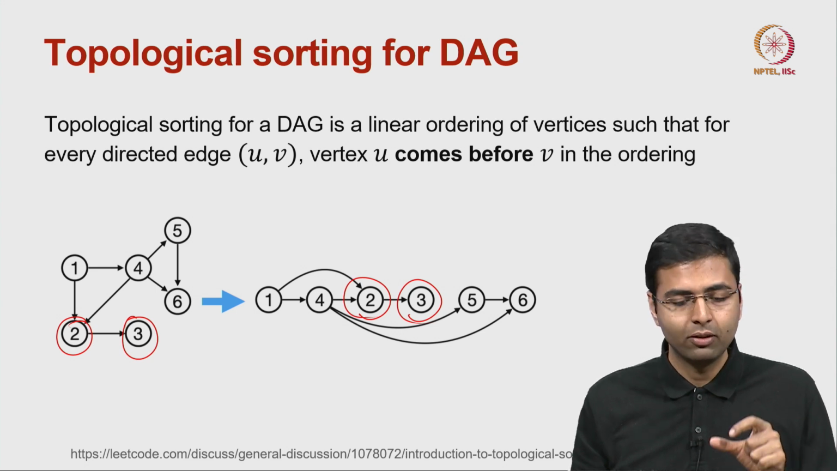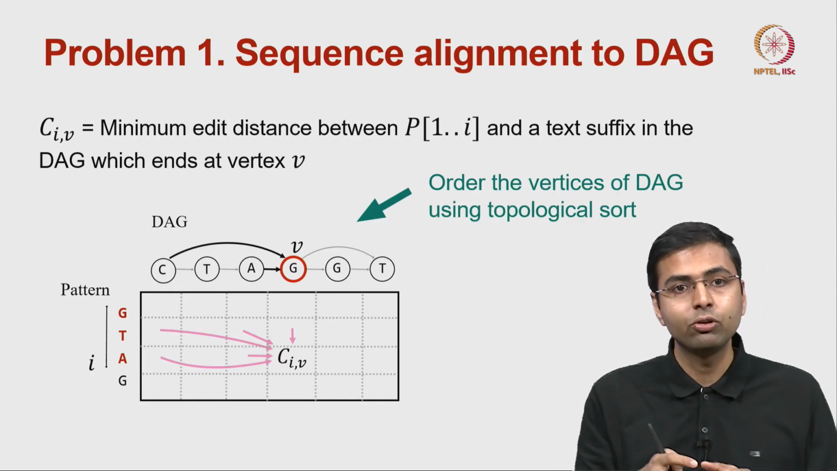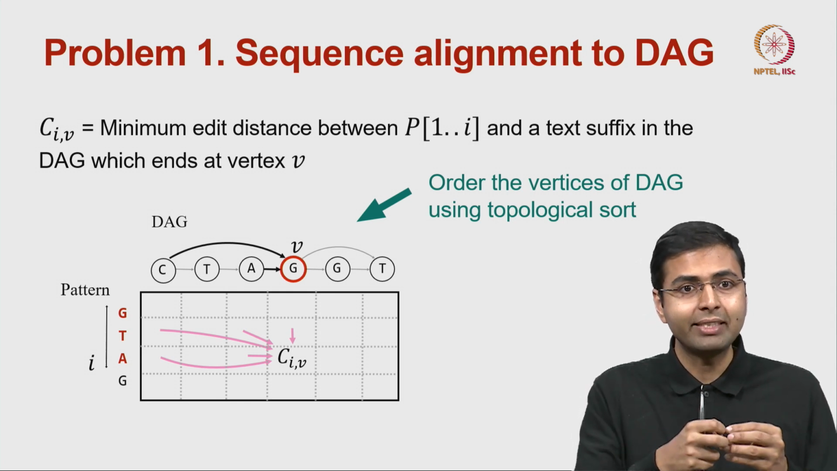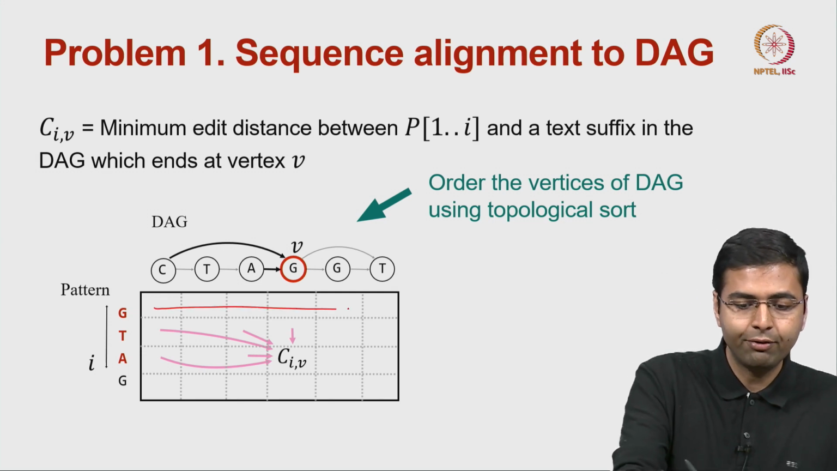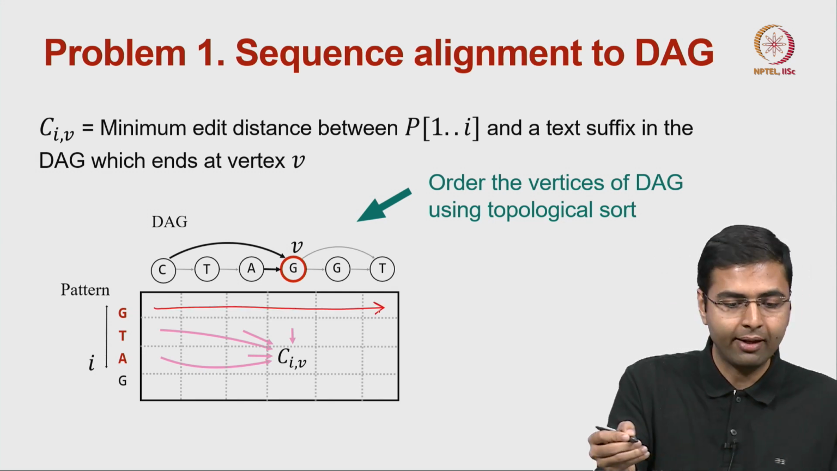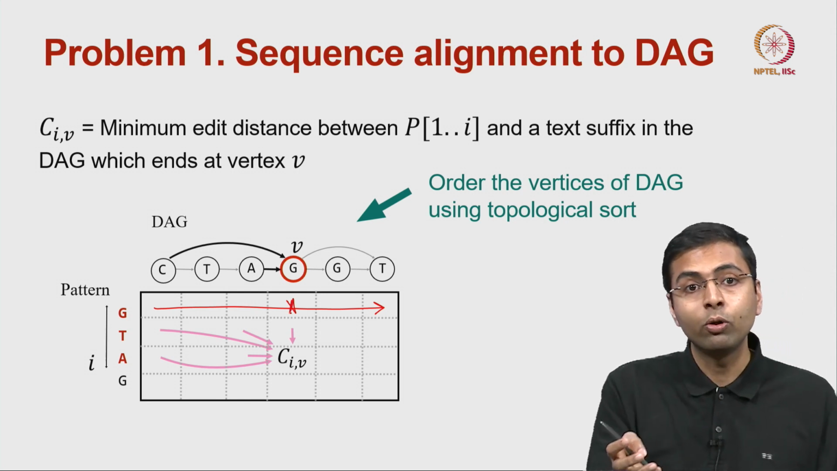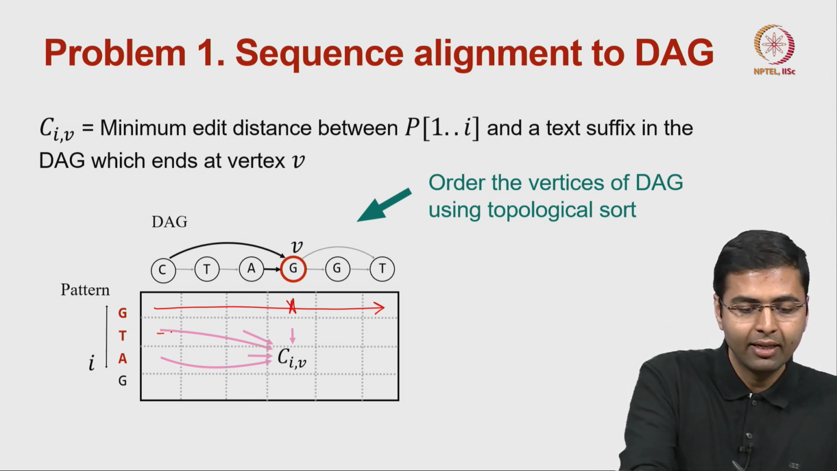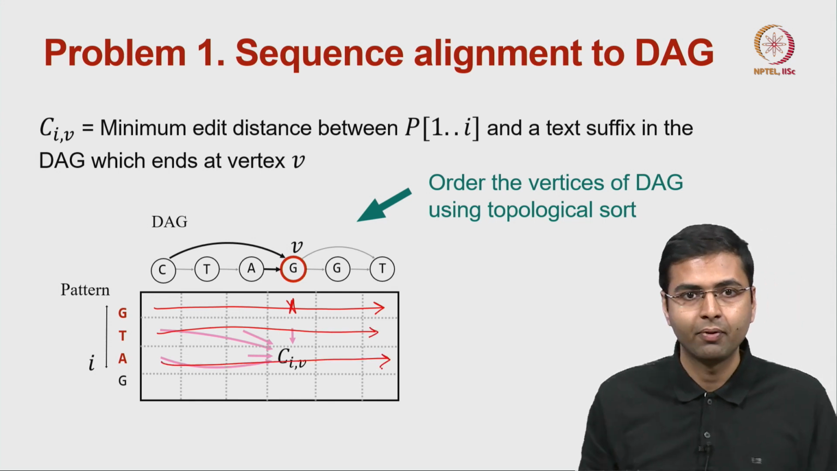Now, why is this useful? Because we can order these vertices using topological sort, and then we can solve this dynamic programming table row by row. That is to say, we will fill the first row in a left to right manner, and observe that for each cell we would have already known the corresponding dependencies. Similarly, we will fill the second row, then we will fill the third row, and so on.